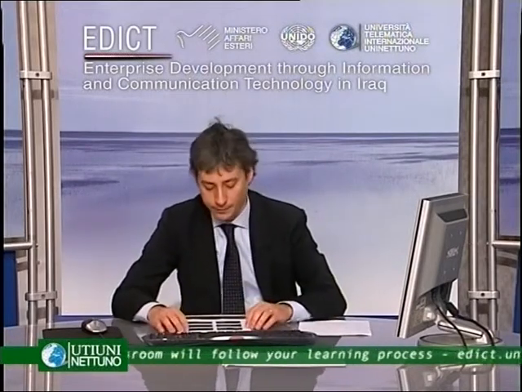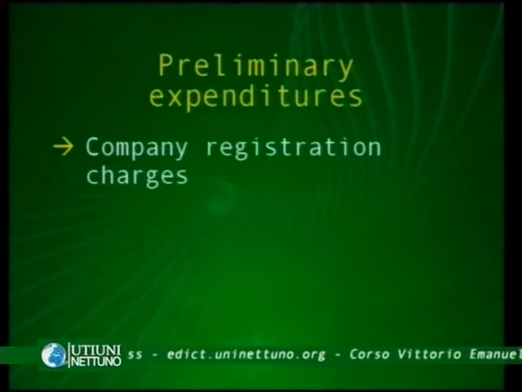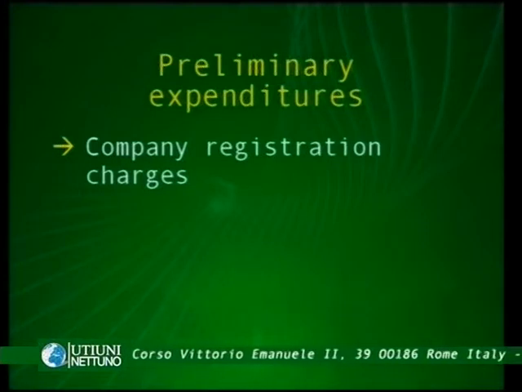Let's look at the first component of the pre-production expenditures, that is, in particular, preliminary expenditures. So what do we mean by preliminary expenditures? First of all, company registration charges. Those are the charges that you need in order to incorporate a new company. So this charge clearly depends on the national rules, the amount of this charge.